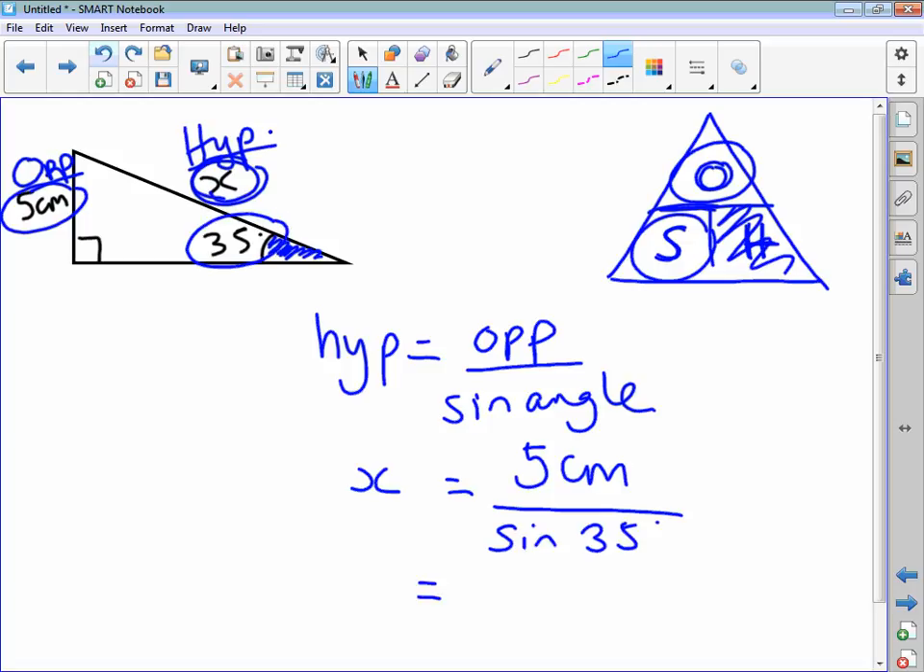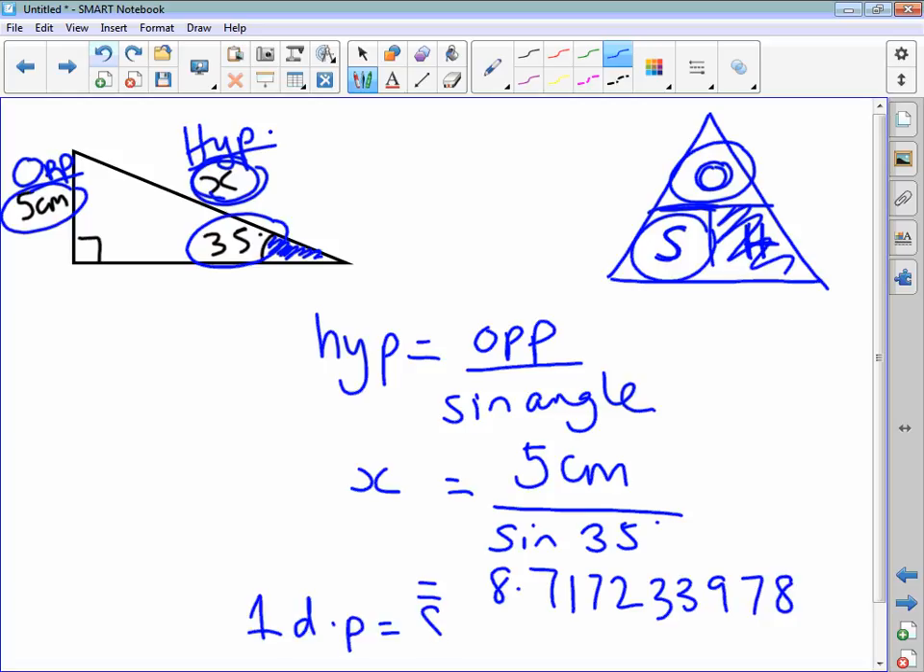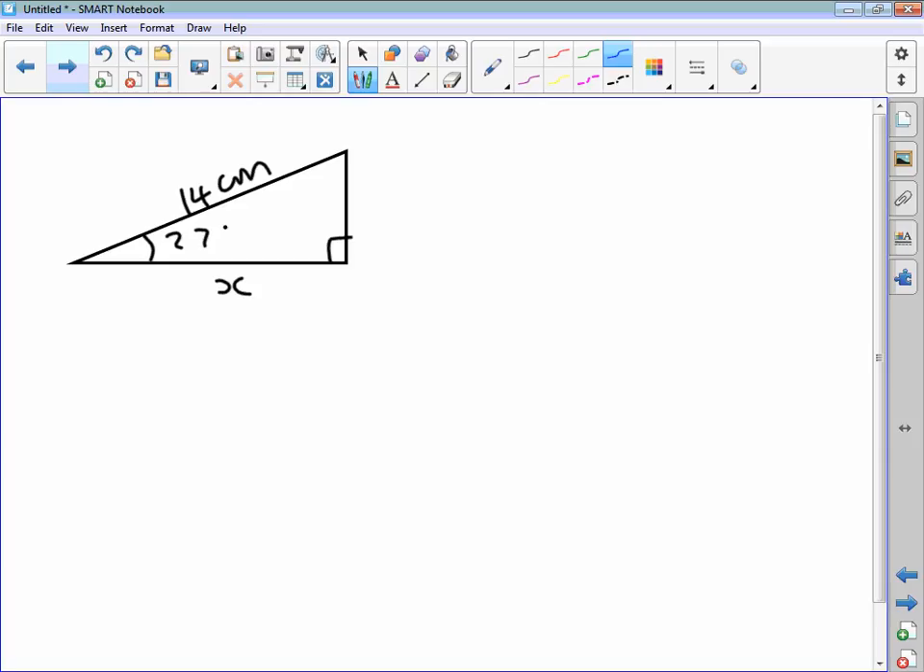Put that into the calculator, gives you an answer of 8.7172333978. You might have to round this to 1 decimal place in the question, in which case your answer would be 8.7. Or you might have to round it to 3 significant figures, in which case your answer would be 8.72. So, another example.